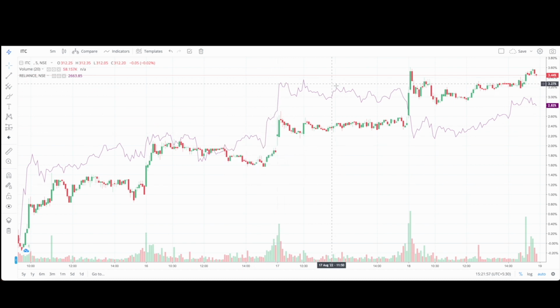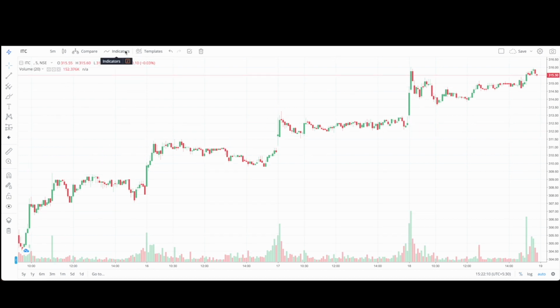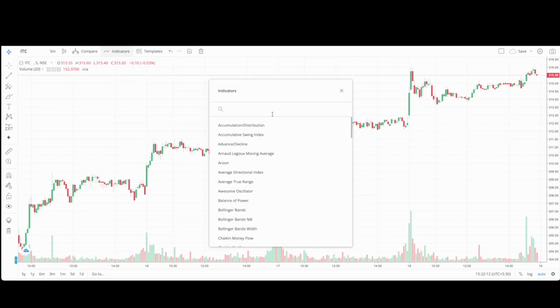Here we can see how Reliance is performing compared to ITC. But this is not necessary for us at this point of time. Now here you have the indicator section where you choose different kinds of indicators.